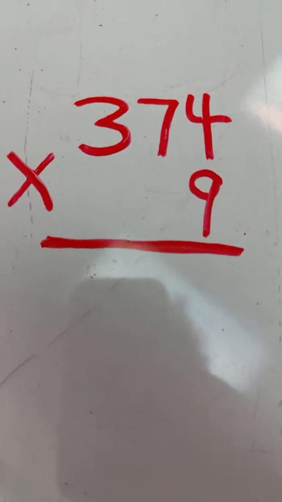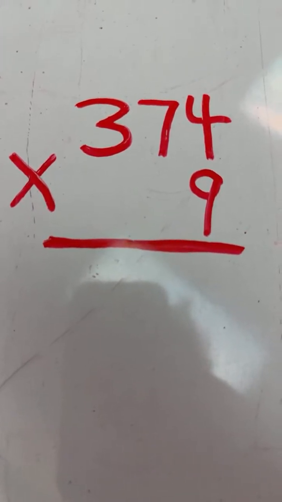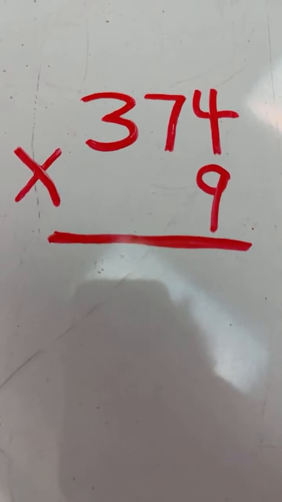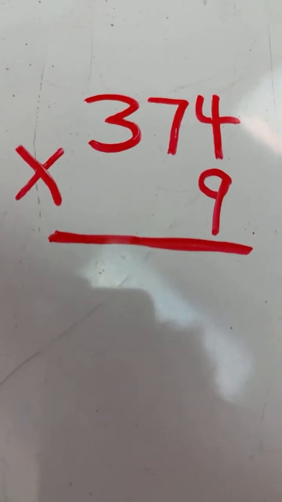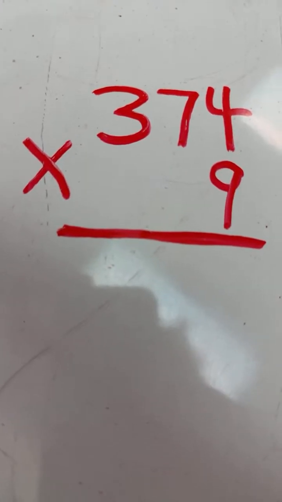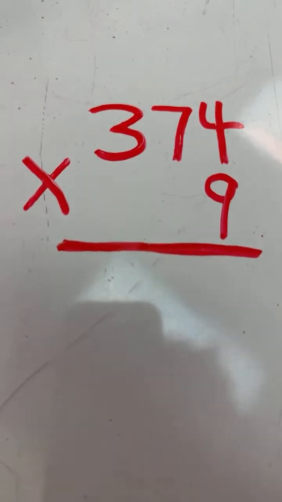So this live stream is going to focus on 3-digit by 1-digit multiplication. Our first example problem is 374 times 9, and I'm going to go through step by step how to solve that problem. Now when it comes to 3-digit by 1-digit multiplication problems, I want you to think of it as 3 separate single-digit problems where you regroup anytime our product is 10 or more.